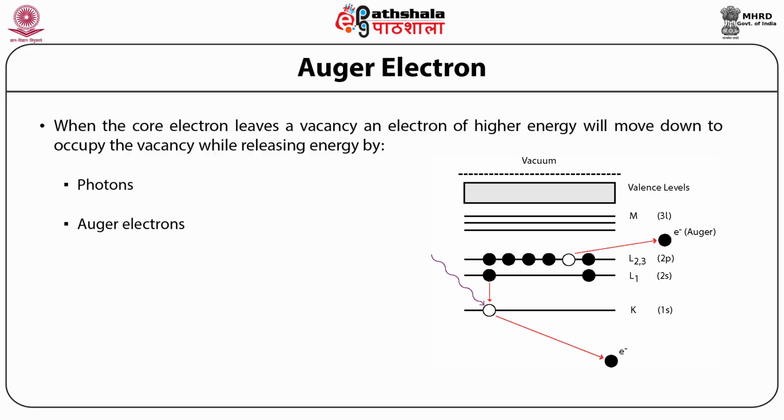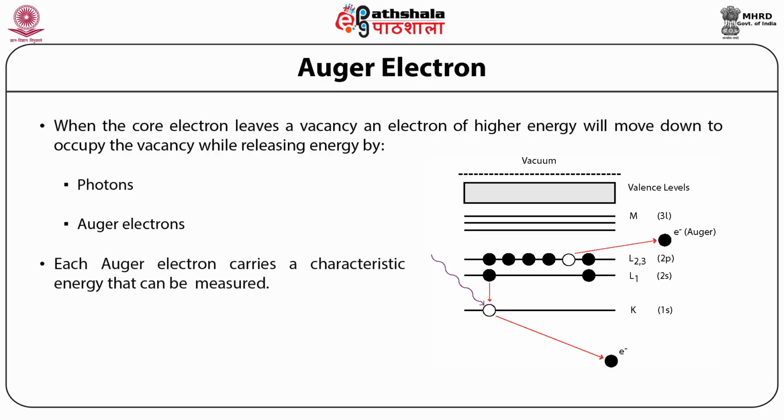It has been indicated here that the X-ray photons are hitting the target. It loses the electron. Once the vacancy is created, it is occupied by one from lower down, and that lower one can also lose an electron, which is what is referred to as an Auger electron. Each Auger electron carries a characteristic energy that can be measured precisely.